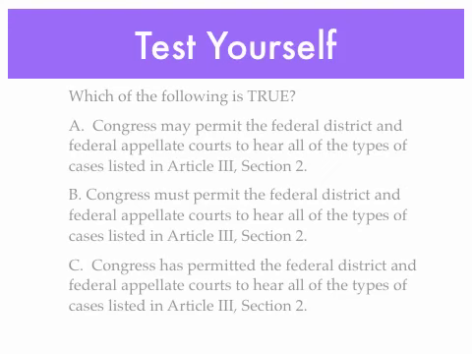A, Congress may permit the federal district and federal appellate courts to hear all the types of cases listed in Article 3, Section 2. B, Congress must permit the federal district and federal appellate courts to hear all of the types of cases listed in Article 3, Section 2. Or C, Congress has permitted the federal district and federal appellate courts to hear all of the types of cases listed in Article 3, Section 2. The correct answer is A. Congress may permit the courts to hear all of these cases, but they need not if they choose not to.